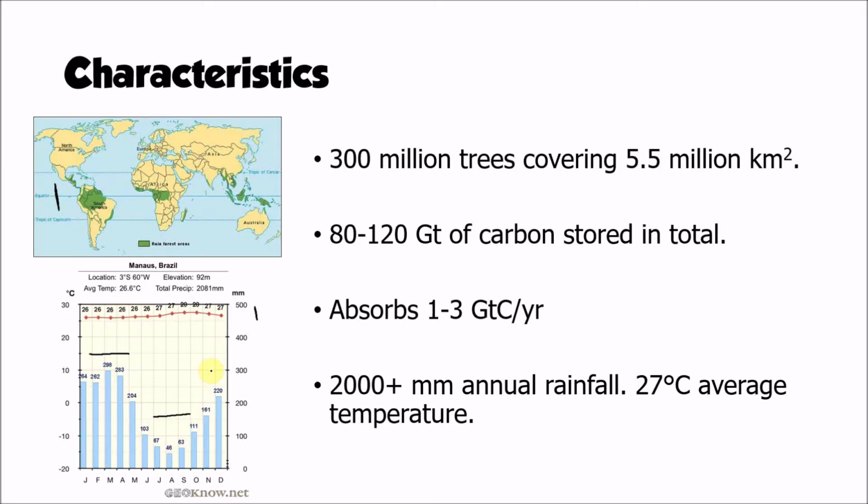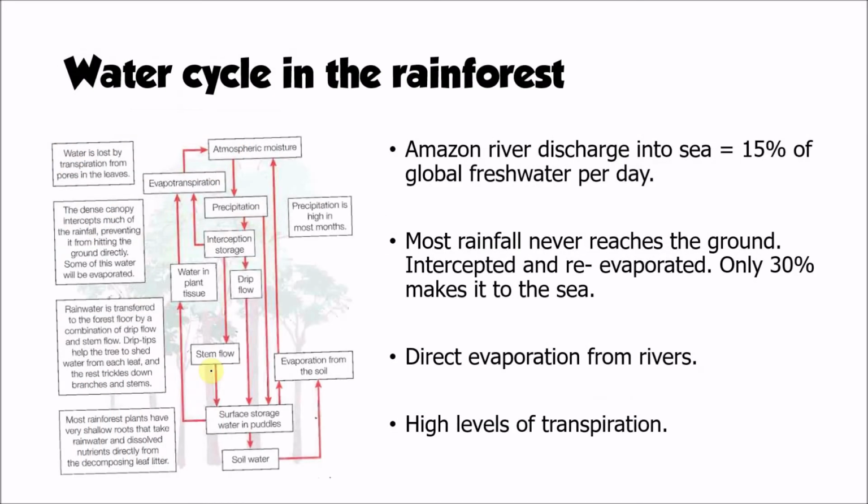Estimates suggest that somewhere between 80 and 120 gigatons or billion tonnes of carbon is stored in total within the Amazon rainforest. And because of photosynthesis, the trees within the Amazon absorb somewhere between 1 and 3 billion tonnes of carbon every year. If we look specifically at the water cycle within the rainforest, there are some specific things that apply to the way in which water is moved between stores.